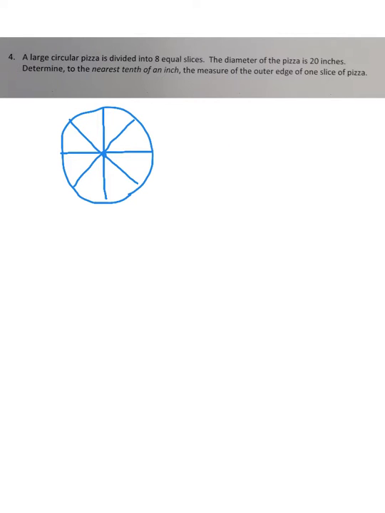Okay, so I drew a large circular pizza, and it's divided into 8 equal slices. Now the diameter is 20. So remember, if the diameter is 20, that means the radius has to be half of that. And then it says to determine, to the nearest tenth of an inch, the measure of the outer edge of one slice of pizza. Well, the outer edge would be this little segment right here, this little curvy piece.